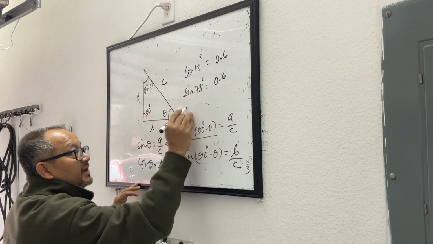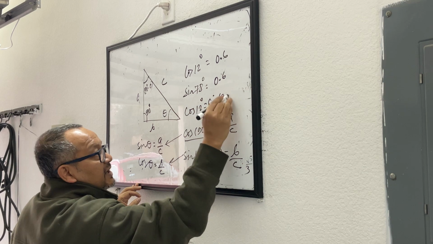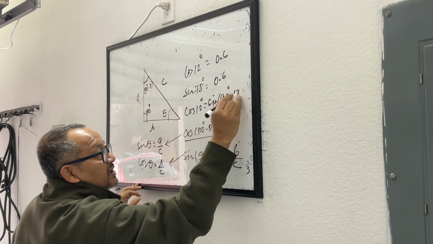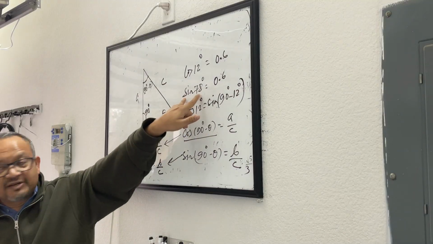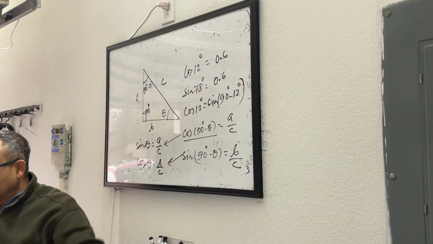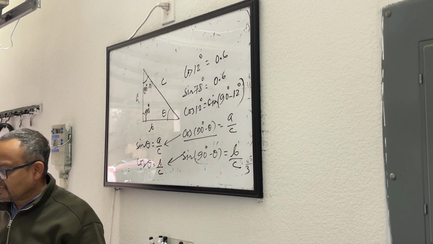Cos of 12 degrees is equal to sine of 90 minus 12 degrees. 90 minus 12 is 78, that's what I was saying. Make sense? 100%? Yeah.